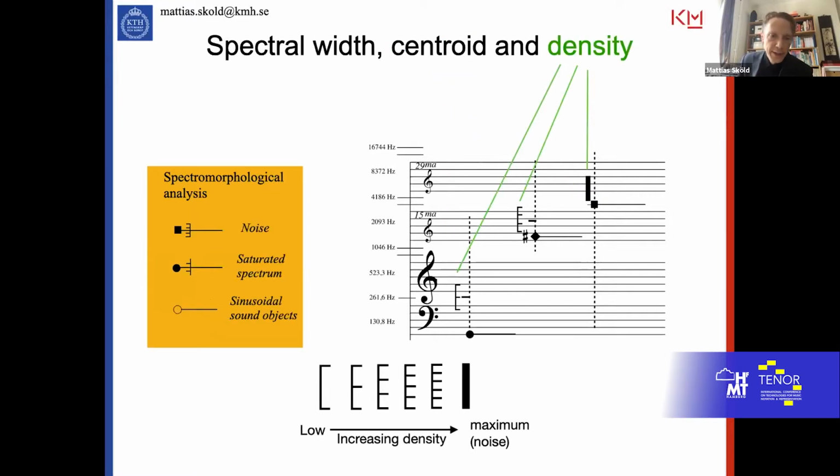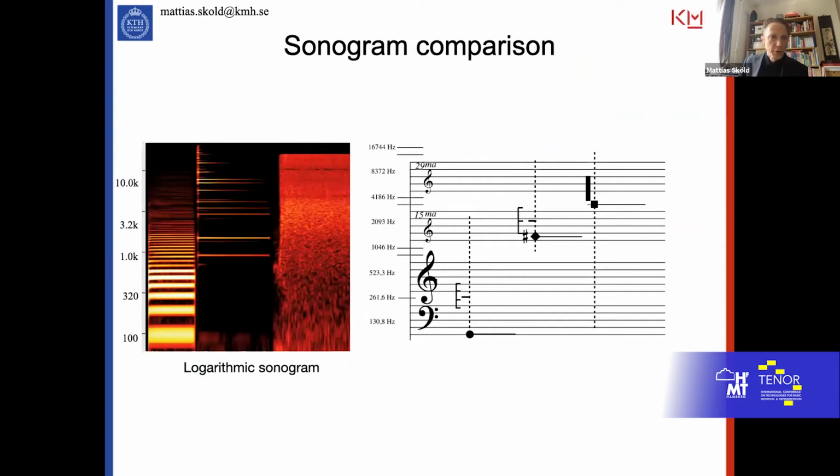I introduced spectral density as the equivalent of spectrum saturation. And you can see the range of symbols below, which were derived from the saturation or noise indicators on the left. And the filled block represents maximum spectral density, which is noise. And if everything goes according to plan, I will be able to play these very simple sounds. Perhaps you can even recognize them. And we can also compare to the sonogram, the logarithmic sonogram, because the logarithmic sonogram obviously is going to match the scale of the staff better.